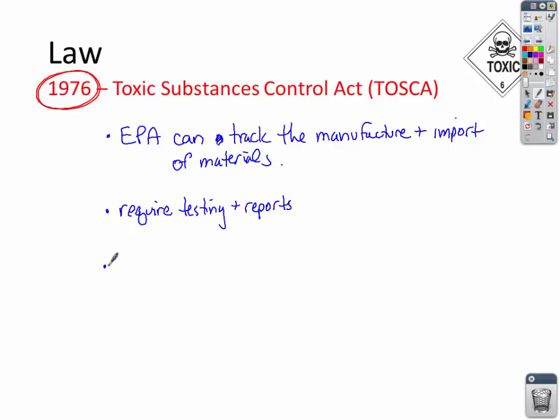More importantly, if the EPA deems a material or a certain toxin or chemical too dangerous, it can now ban the manufacture or the import of those materials. So TSCA becomes just another weapon for the EPA to manage and regulate some of these chemicals and toxins.